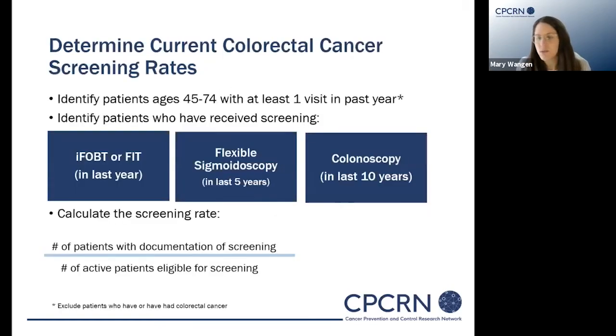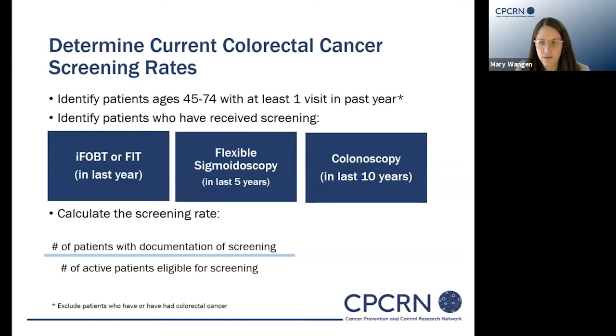So we are going to use colorectal cancer screening as an example in today's training. One way that you might determine the current performance for colorectal cancer screening is to determine your screening rates. So for my example, if I were to determine my current colorectal cancer screening rates, I would need to identify patients aged 45 to 74 with at least one clinic visit in the past year, not including any patients who have or had colorectal cancer in the past. So these would be my active patients who are eligible for screening and will be my denominator.